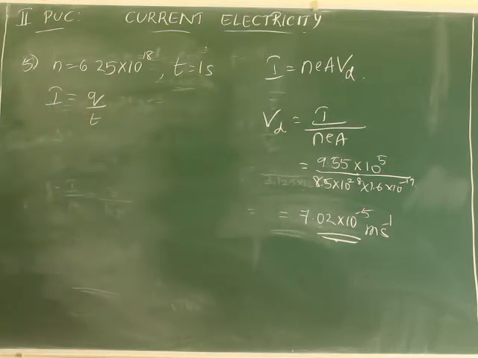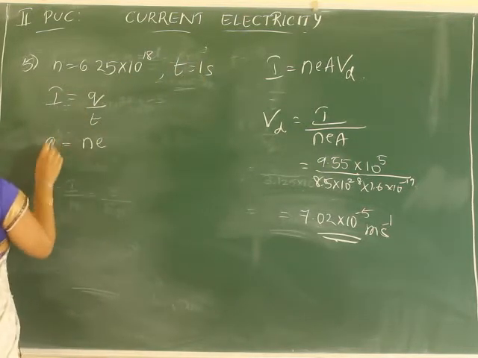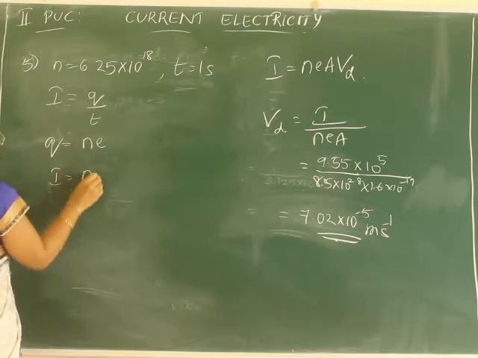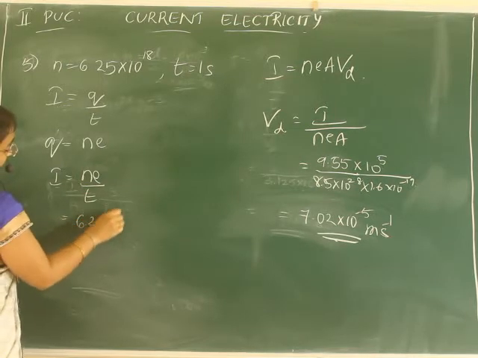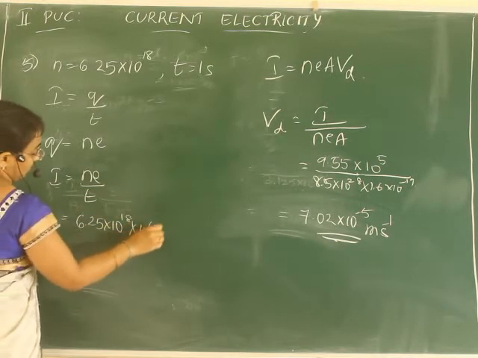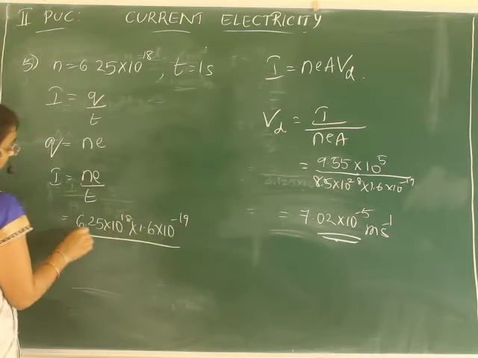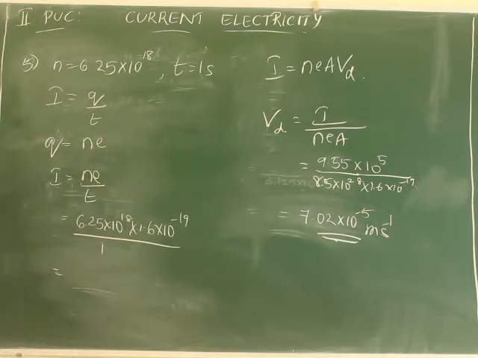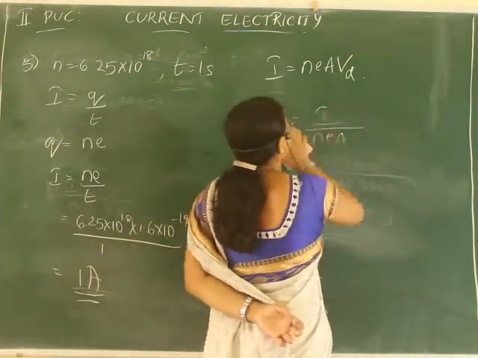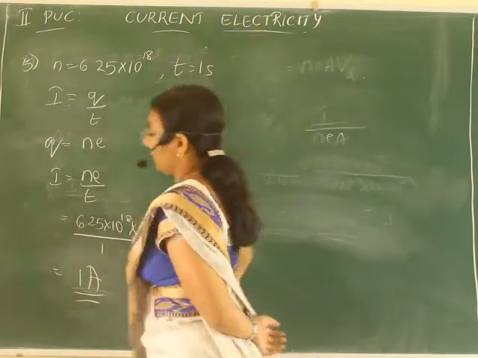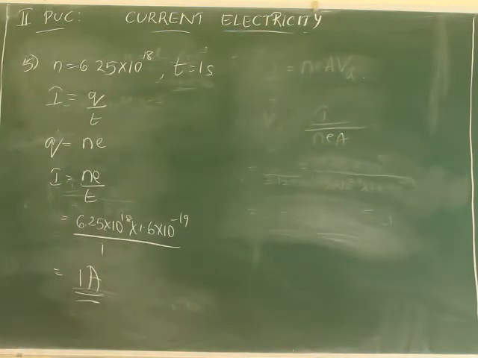But what is Q? Can I write Q is equal to NE? So I is equal to NE by T. Substitute. What is the answer you are getting? Approximately equal to 1 ampere. Understood? Shall I go for the next question? Next, question number 6.